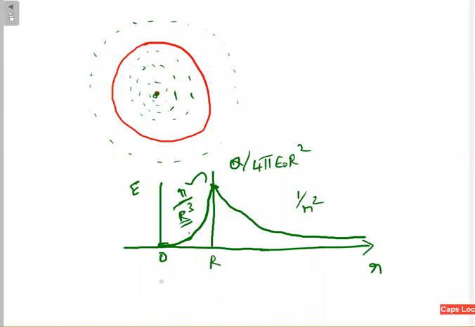This is the electric field distribution in a solid conductor. In case of a solid conductor, the electric field gradually increases, reaches some maximum value at the surface, and then it decreases. Whereas in case of a hollow conductor, the electric field inside is 0, but here it is not 0. That is the idea you should note down.